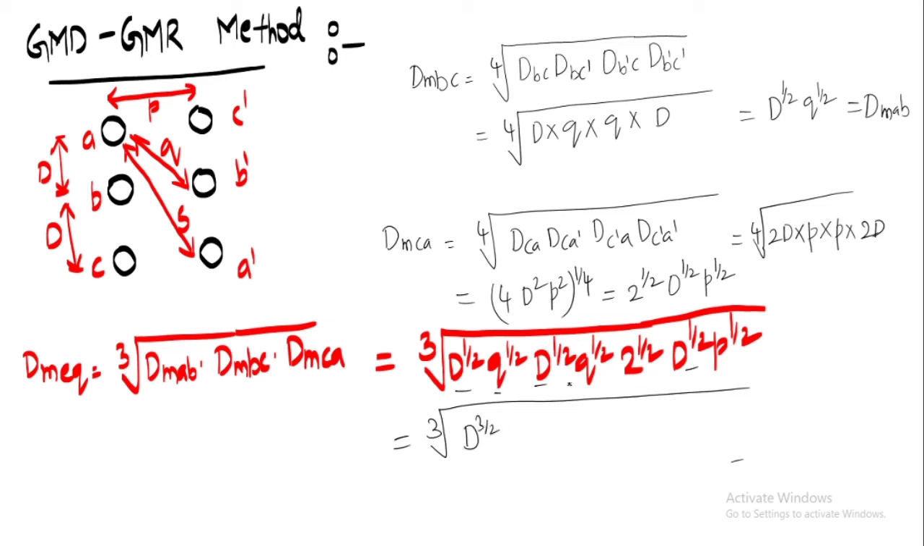Q power 1 by 2, P power 1 by 2. So Q and P power 1 by 2. In addition to that, you also have 2 power 1 by 2. When you apply 1 by 3 here, because it is power 1 by 3, you will get D power 1 by 2, Q power 1 by 3, small p power 1 by 2 whole power 1 by 3 is 1 by 6 and 2 power 1 by 6. So this is the value of Dm equivalent.